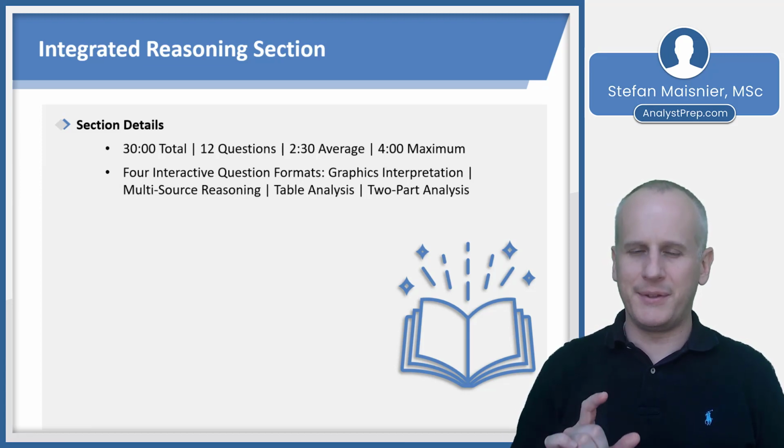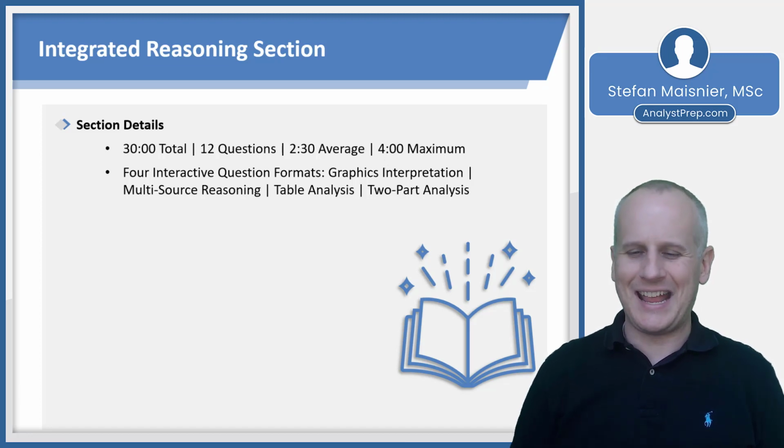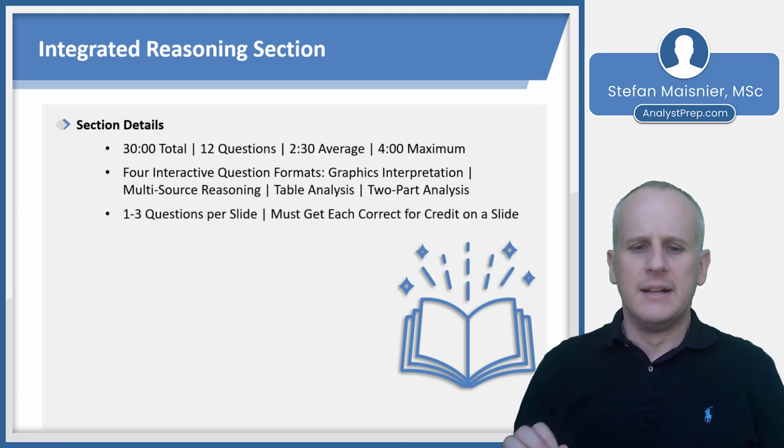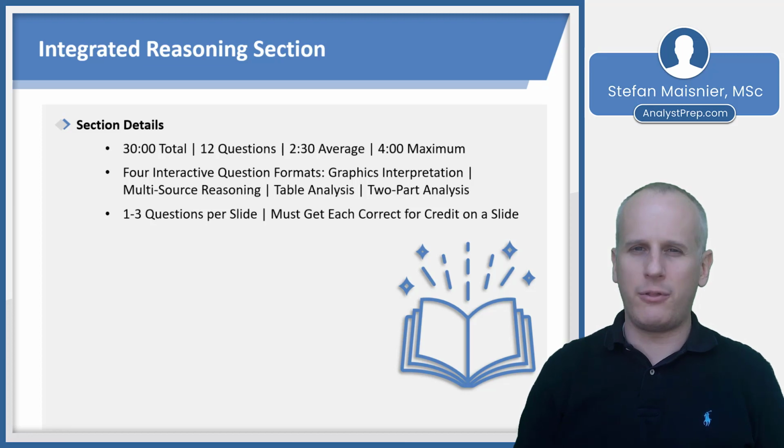So what that means is you're going to be able to click parts of your screen and reveal additional information for graphics interpretation, multi-source reasoning, table analysis, and 2-part analysis questions on this section. You're going to have 1 to 3 questions to answer per slide regardless of the format. And you have to get each correct to get credit for the slide. So you can't get partial credit for anything. If there are 3 questions on the slide, you must get all 3 correct to get credit for that slide in your score on that section.